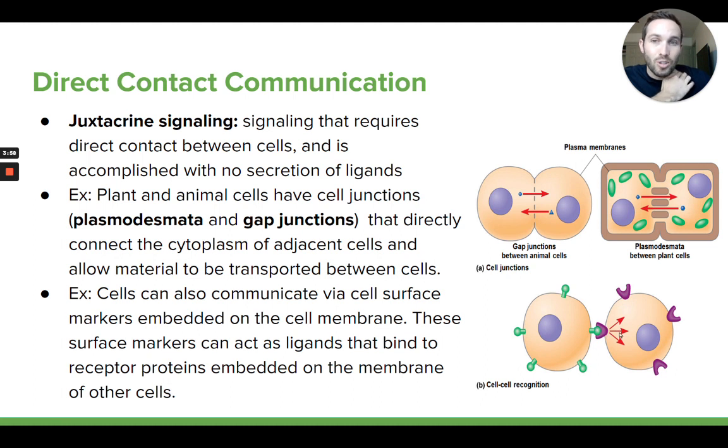So that's called juxtacrine signaling. Juxtacrine signaling is whenever two cells are in direct contact with one another, communicating with each other. And in these situations, there's no secretion or release of a signaling molecule.